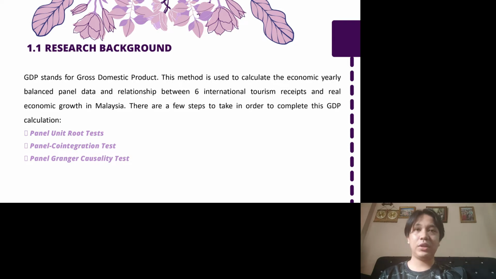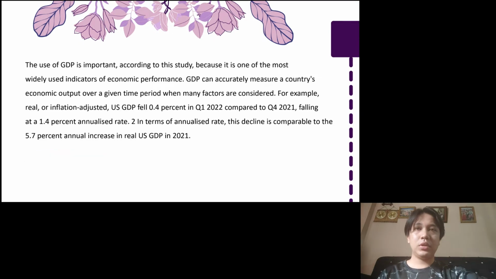There are few steps in order to complete the GDP calculations, such that we're going to use panel unit root test, panel co-integration test, and panel granger causality test. This use of GDP is very important, because it is commonly one of the most widely used indicators of economic performance.